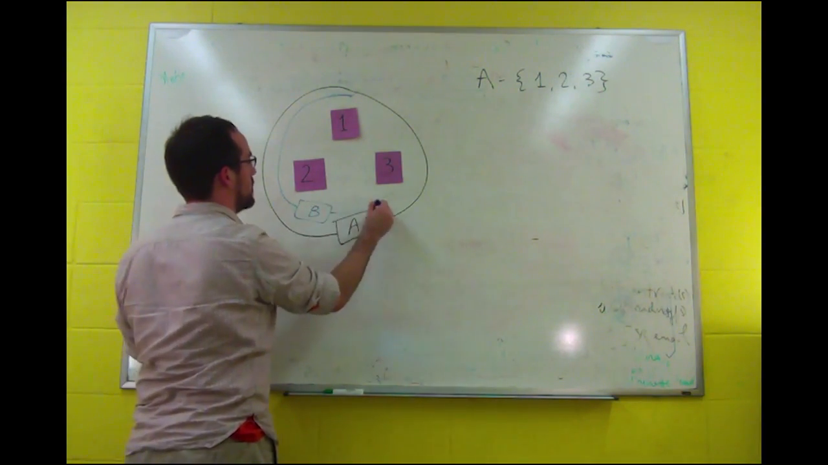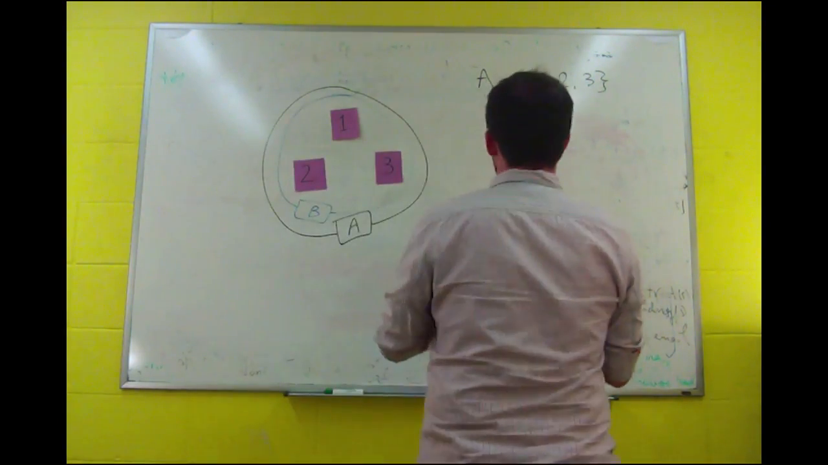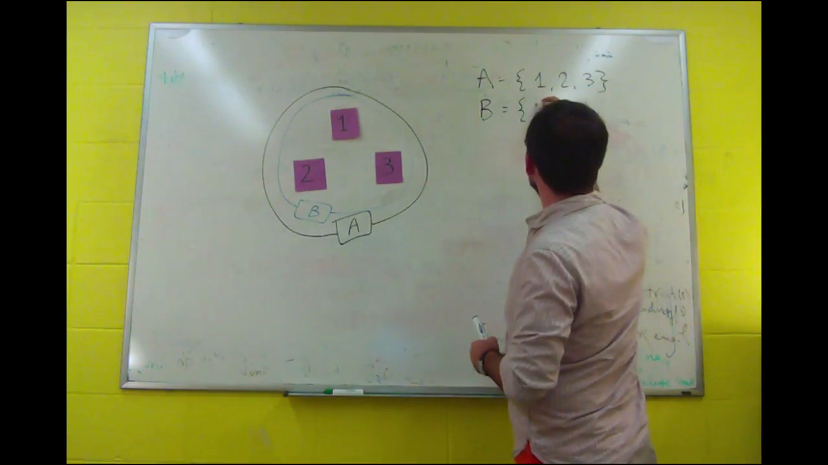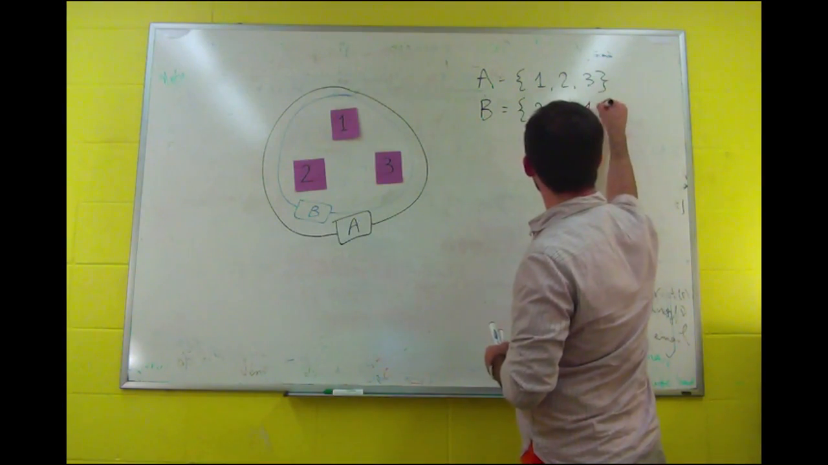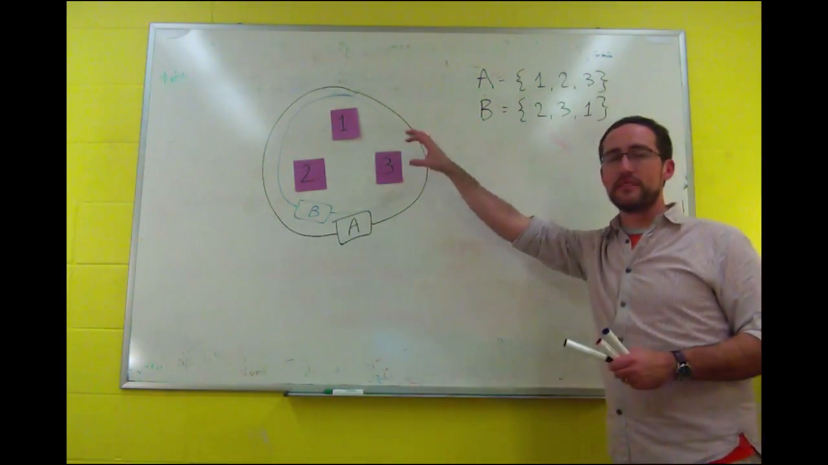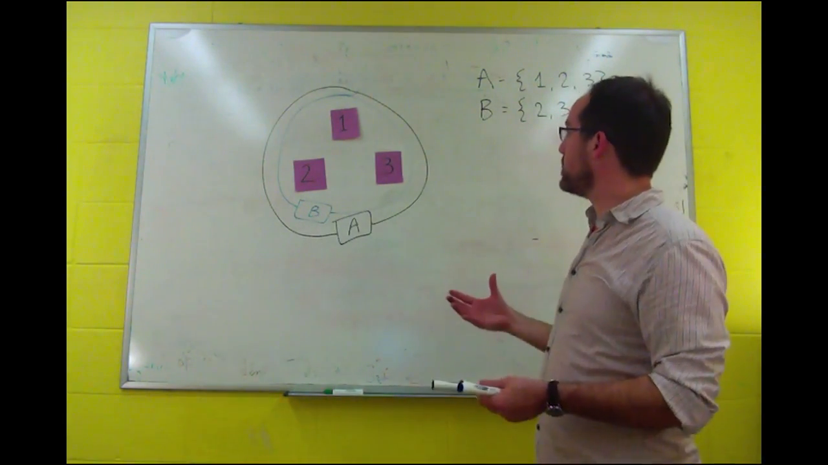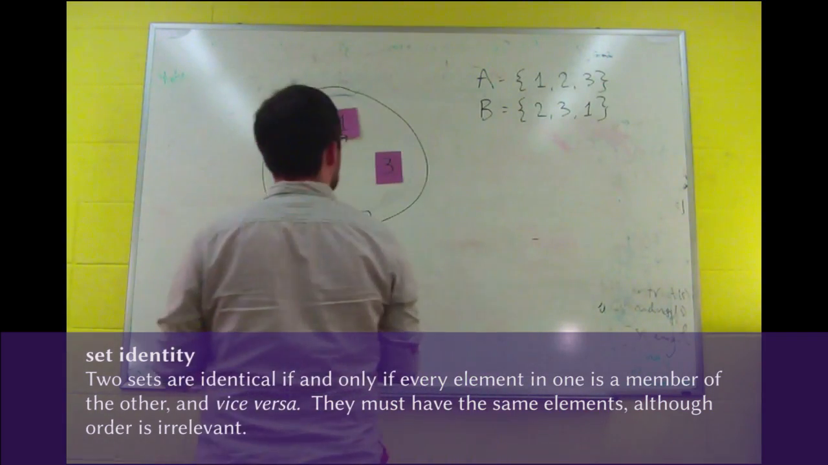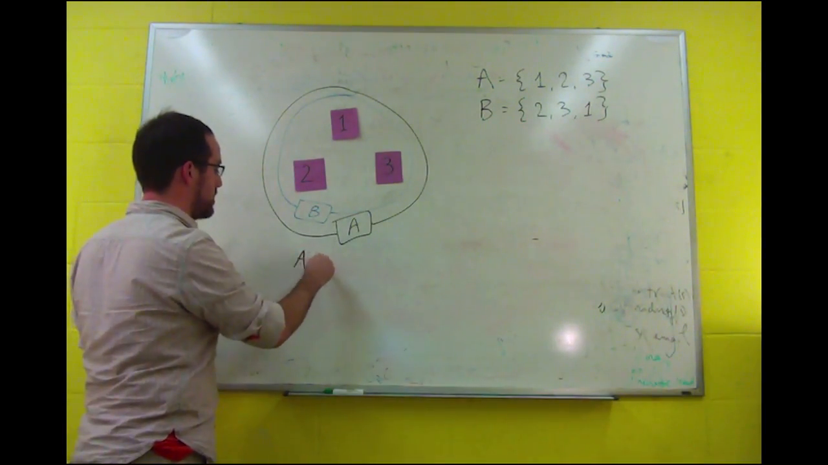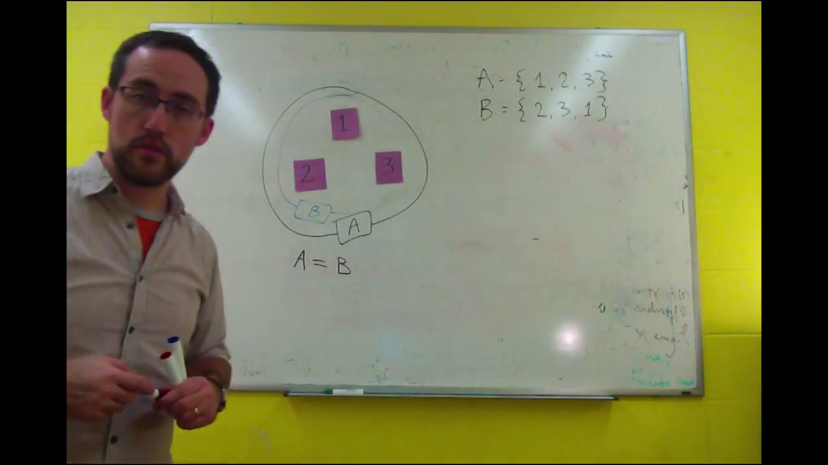I'll call it set B. And set B also contains 1, 2, and 3. Maybe it doesn't contain them in the same order, but it contains the same objects. Let's say 2, 3, and 1. Well, because A and B contain the exact same elements, they are identical. And we can express that using the equal sign. We can say A equals B. And that only applies when they have the exact same numbers.